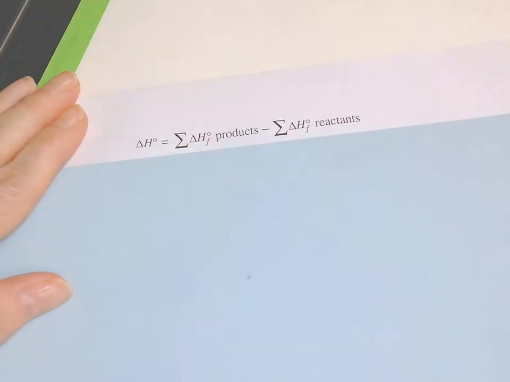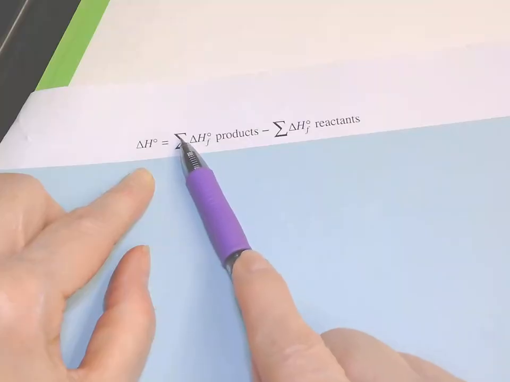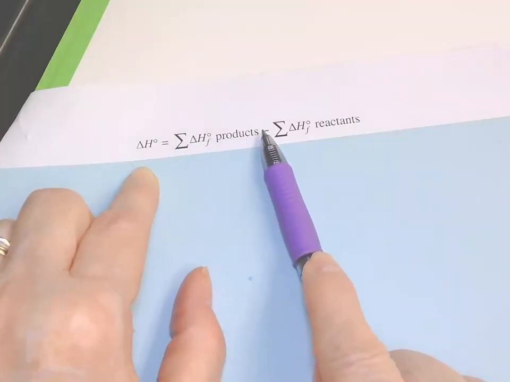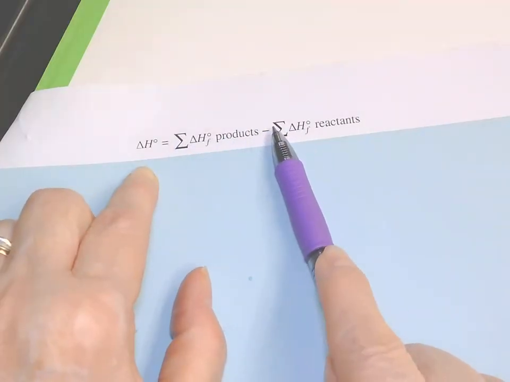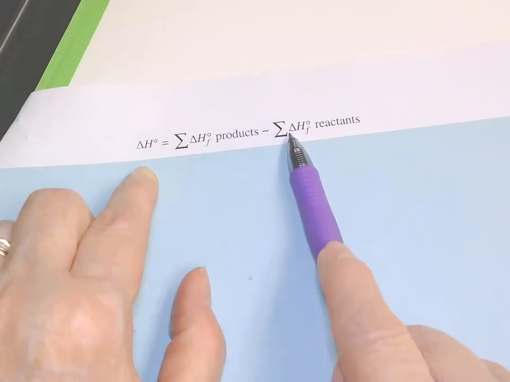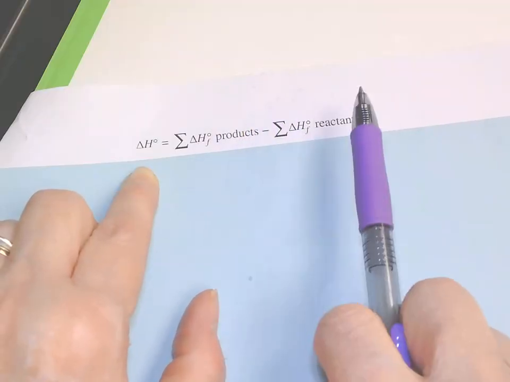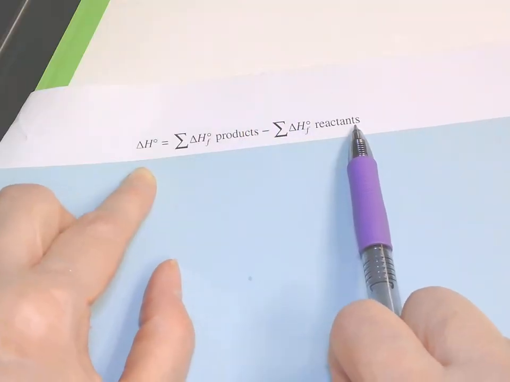What's nice about heats of formation is that you can find the heat of a reaction by taking the sum of the heats of formation of the products and subtracting the sum of the heats of formation of the reactants. That is important. It is always products minus reactants.